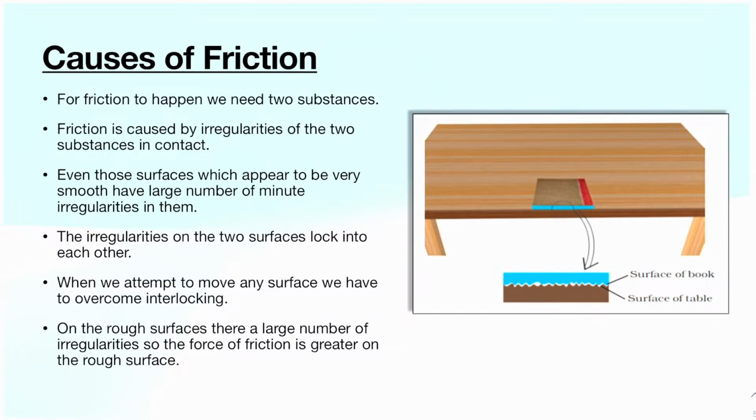Hope this is clear. So, friction is a force. It is an opposing force. It is a contact force. Why is it caused? It is caused because though the substances appear smooth, they have interlocks or irregularities like this which get attached to each other just like Velcro.